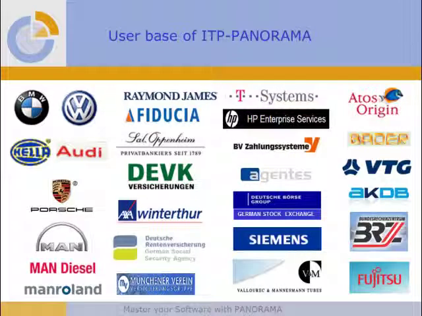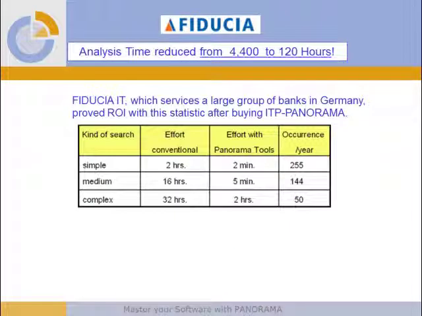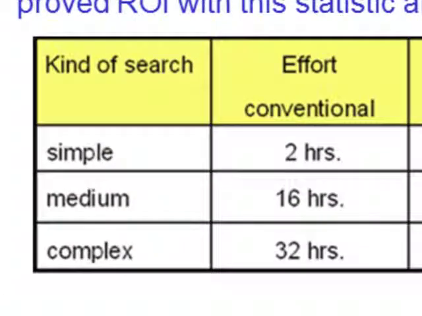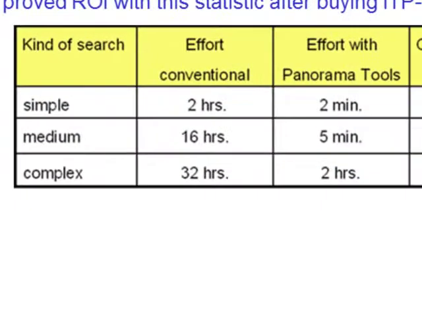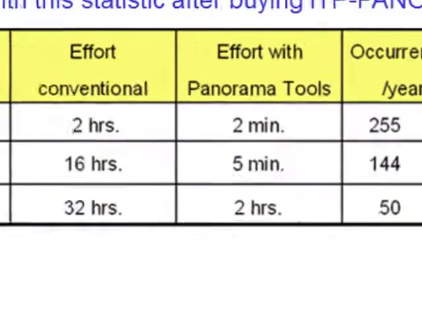Very large companies, very well known. This is an example of a customer, Fiducia. They said we have simple, medium and complex searches. Without Panorama, it took them 2 hours, 16 hours or 32 hours. With Panorama, they could do it in 2 minutes, 5 minutes or 2 hours.